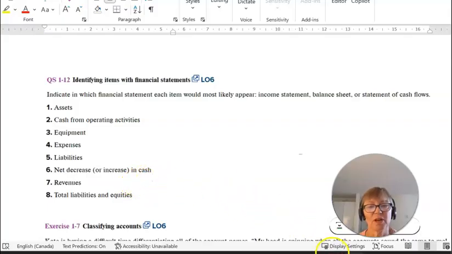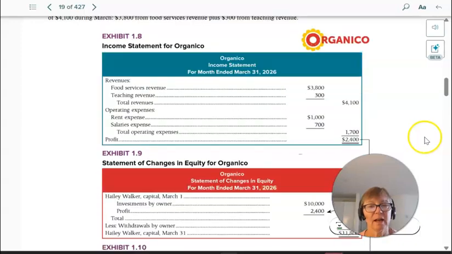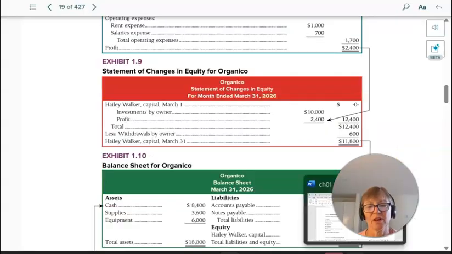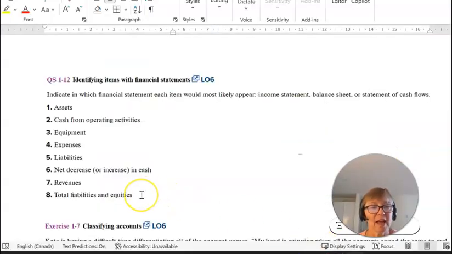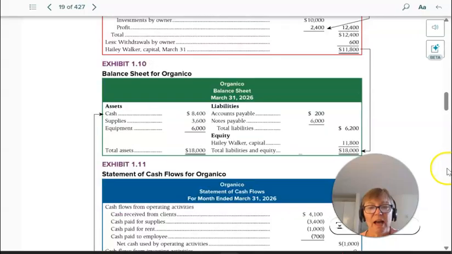Revenues. We know revenue is on our income statement right here, revenue. And we've got our last one, total liabilities and equity. And we know that goes on our balance sheet right at the bottom, the total liabilities and equity. We add those two amounts together, and that's what balances with our total assets.